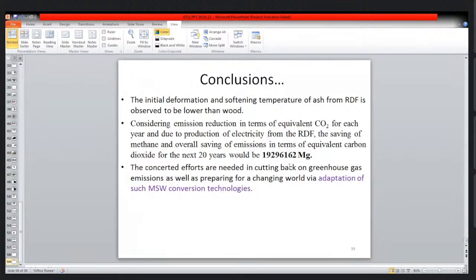Considering emission reduction in terms of equivalent carbon dioxide, that is a global warming gas, a greenhouse gas, for each year, due to production of electricity from RDF, the saving of methane and overall saving of emission in terms of equivalent carbon dioxide for the next 20 years, starting from 2012 almost, would be 1929662 megagram. Concentrated efforts are needed in cutting back on greenhouse gas emissions as well as preparing for a changing world via adoption of such municipal solid waste conversion technology.